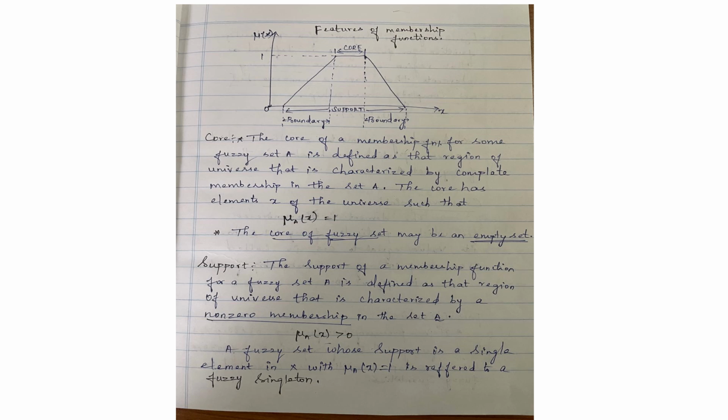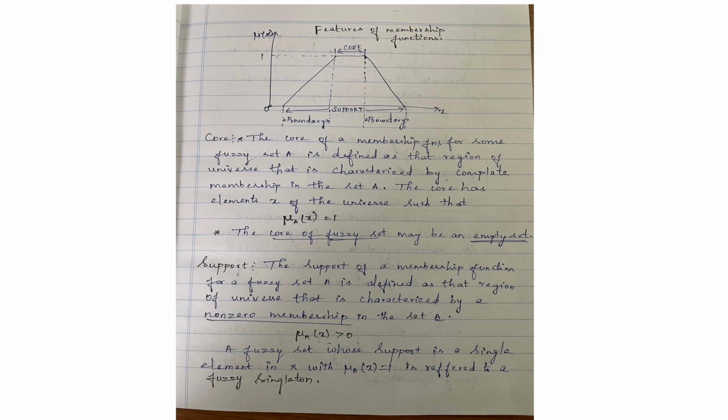The core of a fuzzy set may be an empty set. It is possible, right? There may be a chance of not meeting 1 in a set with 5 values, so each element's membership value will be less than 1. It is not mandatory that at least one element should meet the value 1, which is the core value. So there is a chance of getting an empty core, that is, a set may exist without a core value. This is the core concept.